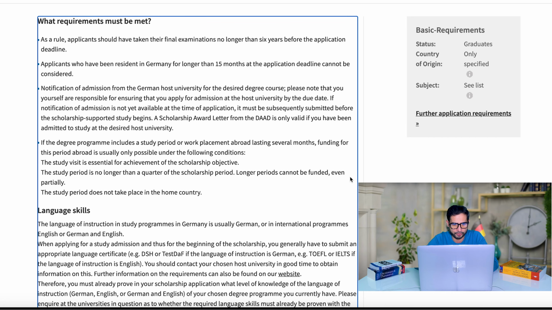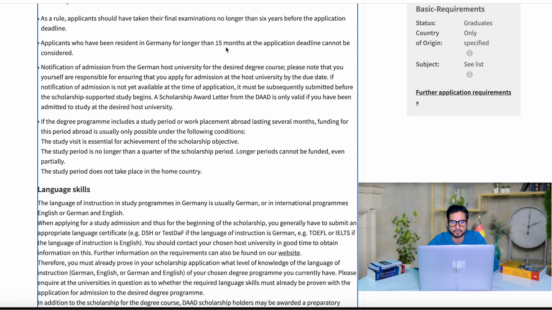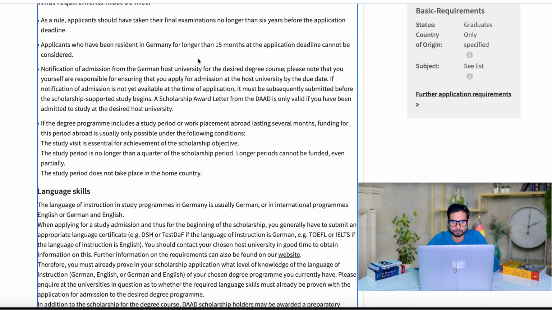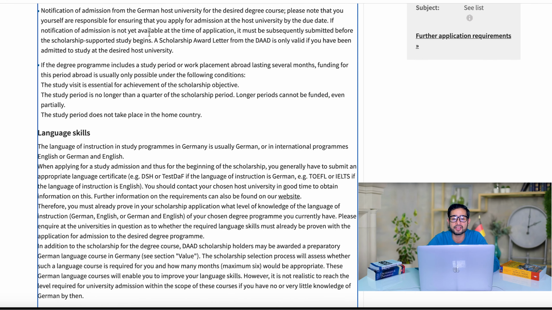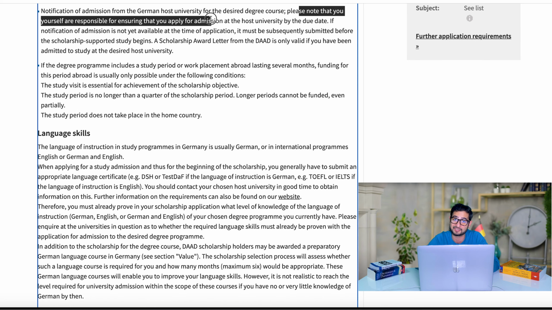So as you can see, what requirements must be met for Afghans. As a rule, applicants should have taken their final examinations no longer than 6 years before the application deadline. In my country, when you graduate from the university, I should apply within 6 years, not after 6 years, to my master's degree. Applicants who have been residents of Germany for longer than 15 months at the application deadline cannot be considered. Notification of admission from the German host university for the desired degree is required, and it says that it is my responsibility as an applicant to provide that by the deadline.